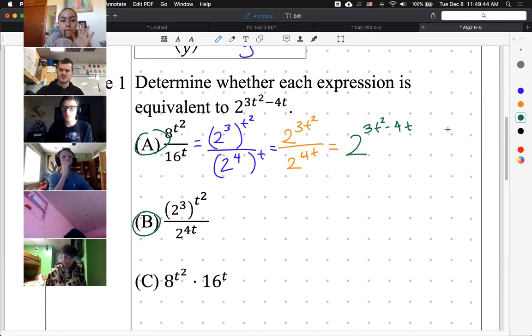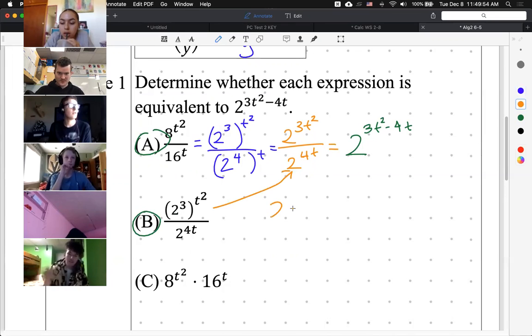Sergio? Because that would be the same step as the yellow one. Oh, yeah, the yellow, the orange. And then right here, you simplify, you get the green, which is 2 to the 3t squared over 2 to the 4t, which is exactly what we have in the orange. And then obviously you do the green step next. So you are correct. Yeah, that's a good way to explain it.